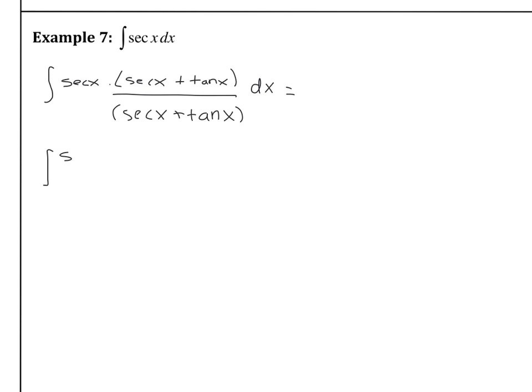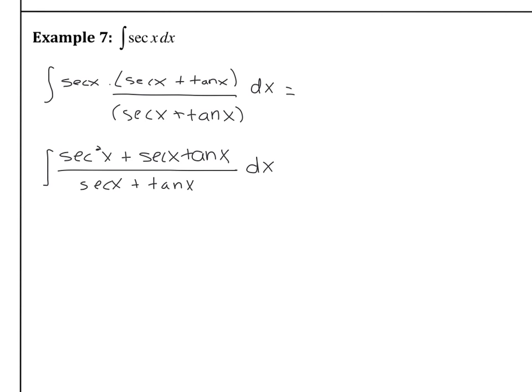Then from there, let's simplify and see what we have. This will give us secant squared x plus secant x tan x, all over secant x plus tan x, and then of course dx. Now it's sort of like, so how did that help us? I'm not sure that I'm any better off. And it's okay. We are. We've just got to proceed methodically.